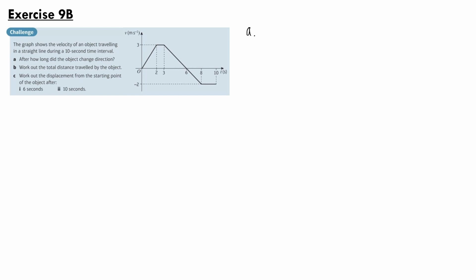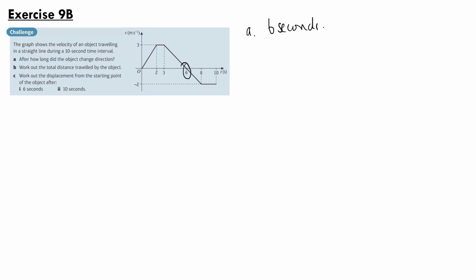So we know that for velocity, the sign determines whether it's travelling in one direction or the opposite direction. So we can see that the velocity becomes negative after 6 seconds. So our answer is 6 seconds.